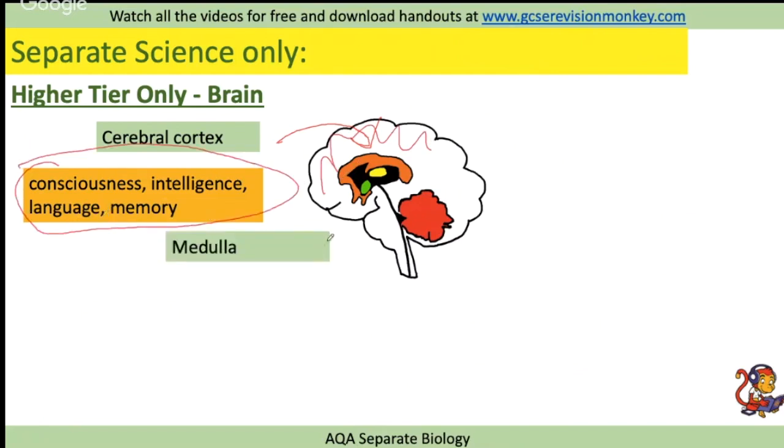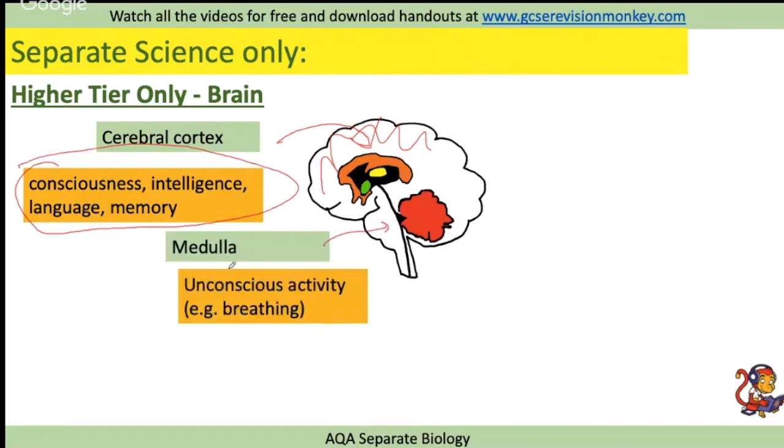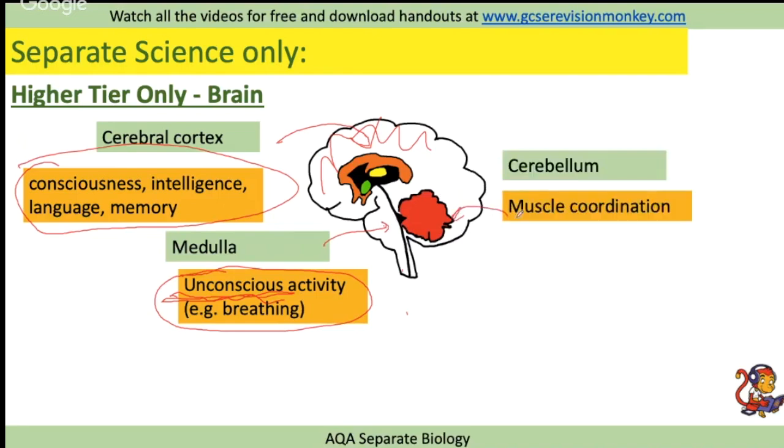You've got the medulla, this region of the brain that controls unconscious activity. And if you think to yourself, it's quite close to the spinal cord. So you're kind of before you get to the real part of the brain. So think to yourself, anything unconscious doesn't involve the brain. So the medulla is the bit right at the base of the brain. And then you've got the cerebellum, which is for muscle coordination. So any damage to the back of the brain could affect your muscles. Any damage up here would affect your intelligence, language, or memory.